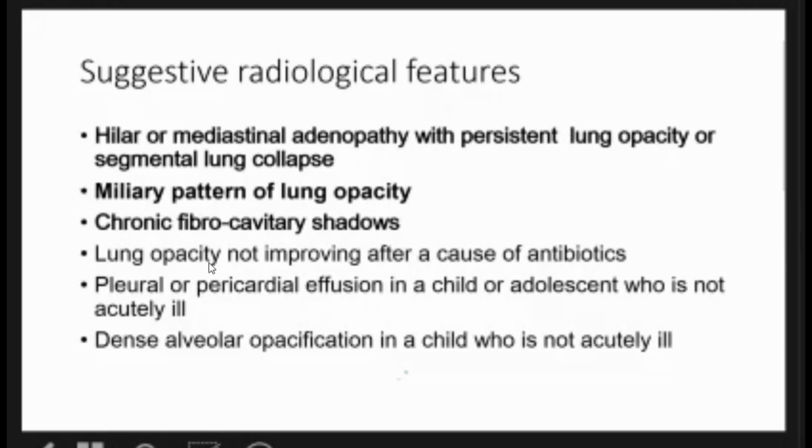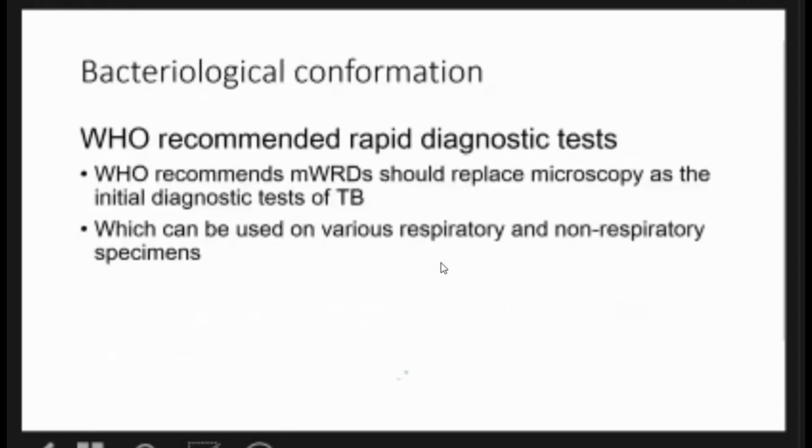Here, regarding lung opacities which are not improving after a course of antibiotics: if we are suspecting TB in the background and we have to treat the respiratory tract infection with antibiotics, the best antibiotic will be amoxicillin or co-amoxiclav. Apart from that, don't go for things like linezolid or ciprofloxacin or ofloxacin, because they have some anti-TB effects, so they will mask the tuberculosis diagnosis.